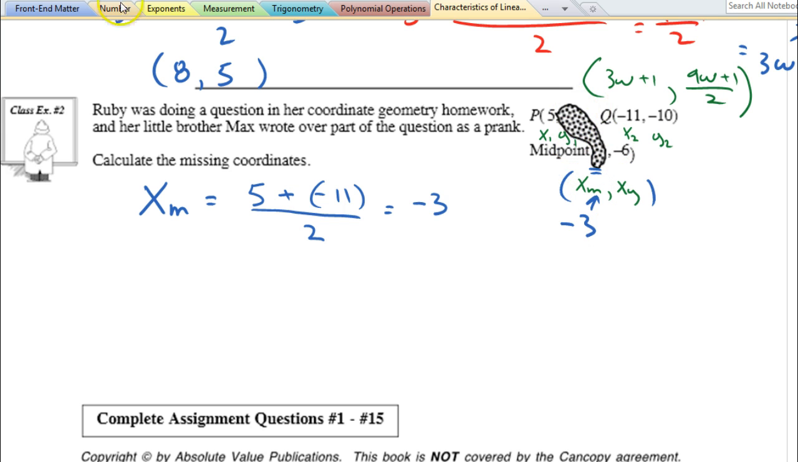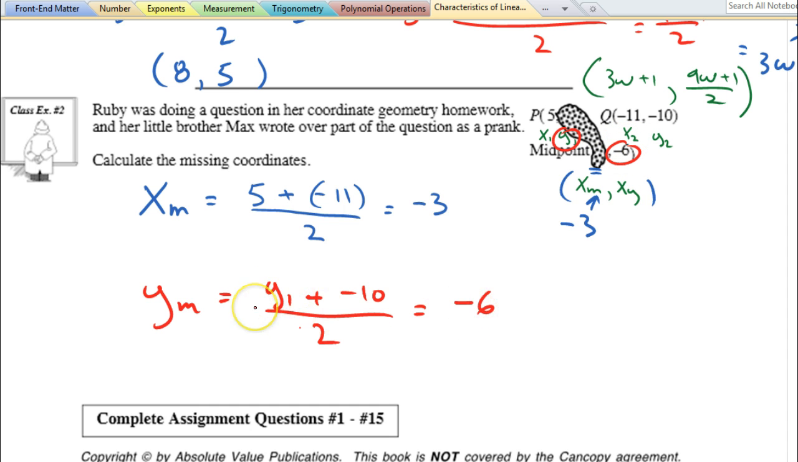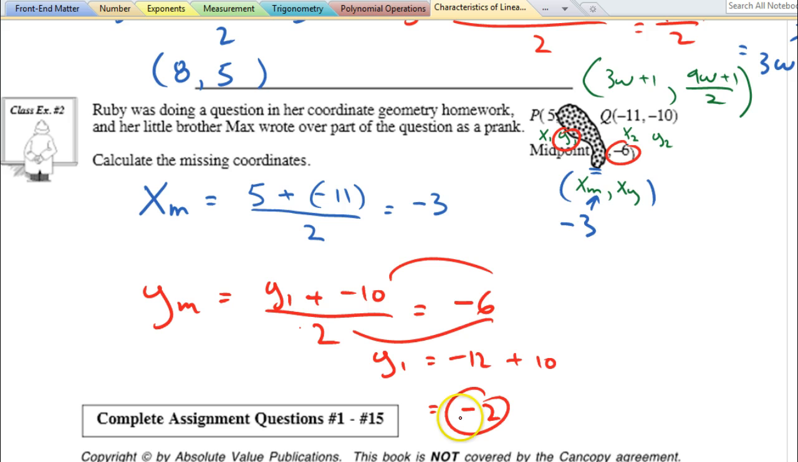So we'll do that from the y midpoint. Okay, so I'm missing y1, so I'll leave it as y1. That's the one I'm missing, plus negative 10 over 2, and then they tell us what it is. It's negative 6. So we just have to solve for y1, which in this case would be y1 equals negative 12 plus 10. I just move this over and move that over, and it's negative 2. So we start off at negative 2 there.